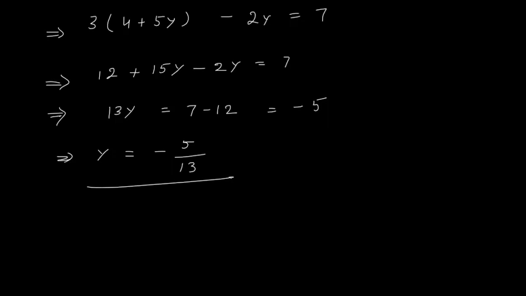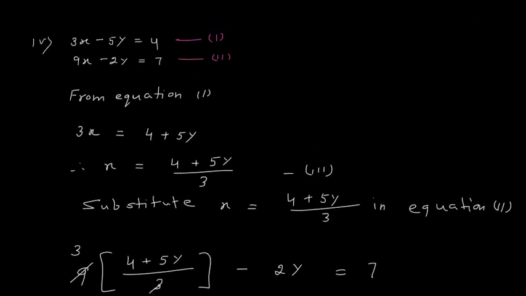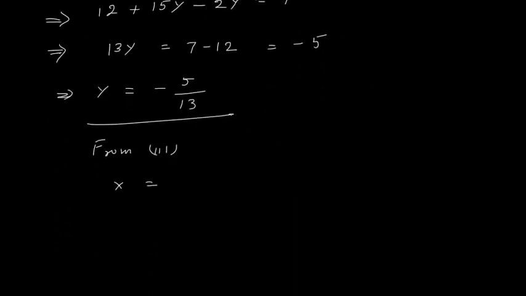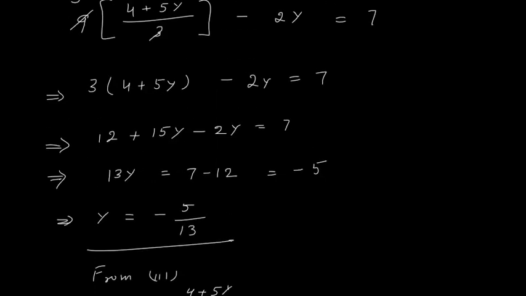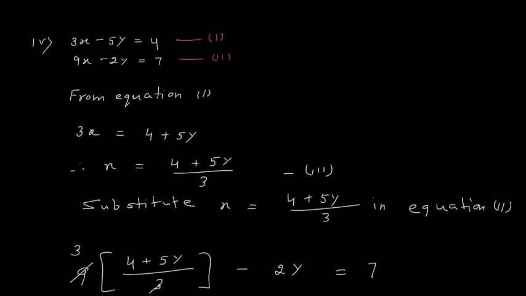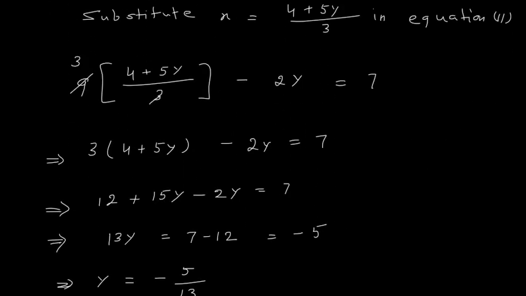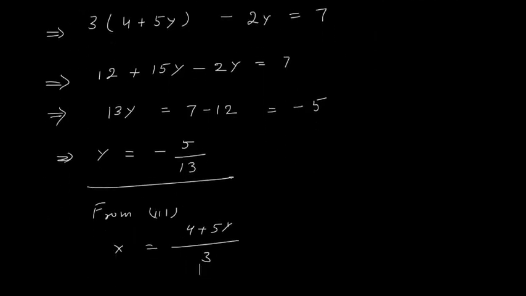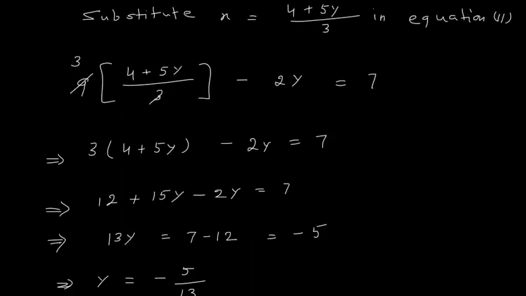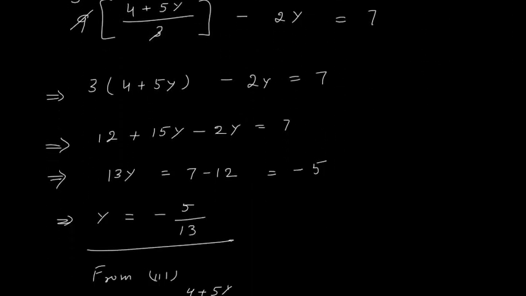Okay. Now from equation 3 we have x is equal to (4 plus 5y) whole divided by 3. Now let us again cross verify 4 plus 5y. When I substitute, 3 4s are 12, 3 5s are 15 minus 2y is equal to 7. So 7 minus 12 is minus 5, okay, everything is fine.